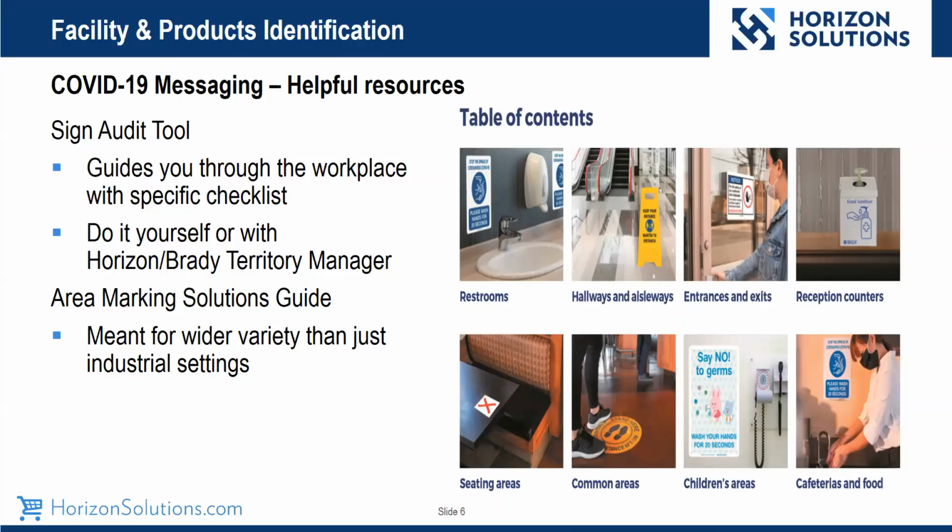The difference with the area marking solutions guide is it's meant for a wider variety than just industrial settings. You start to think about restaurants, commercial settings, retail settings. That's where the area marking solutions guide can help. But at the same time, both of these checklists are meant to help you walk through your facility and identify the best message and/or floor marking idea for each location.